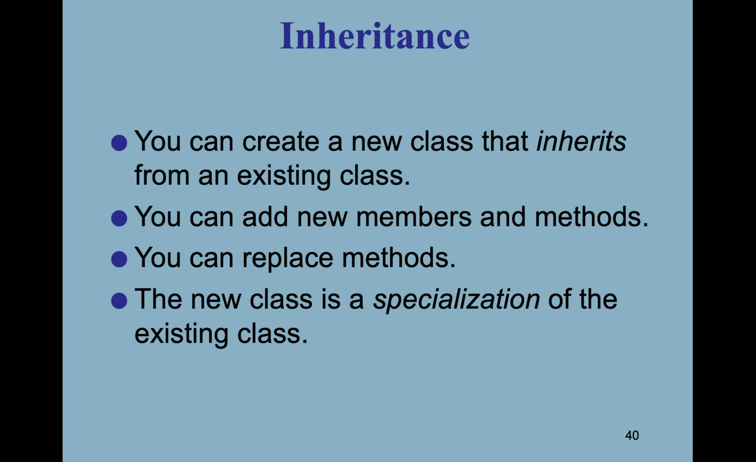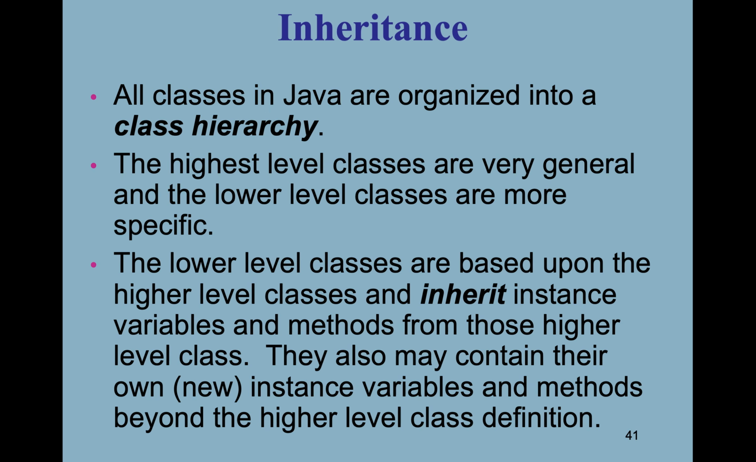All right, inheritance in Java is the same as what you learned in the C++ class. You can create a new class that inherits from an existing class. We know that there's single inheritance in Java. There's multiple inheritance in C++ because C++ doesn't support interfaces. Java supports the interface, so you might say that it's easier to build projects in teams using Java than C++ because you have that interface to rely on. You can add new data members and methods to the subclass that you're creating. You can replace methods. The new class is a specialization of the existing class.